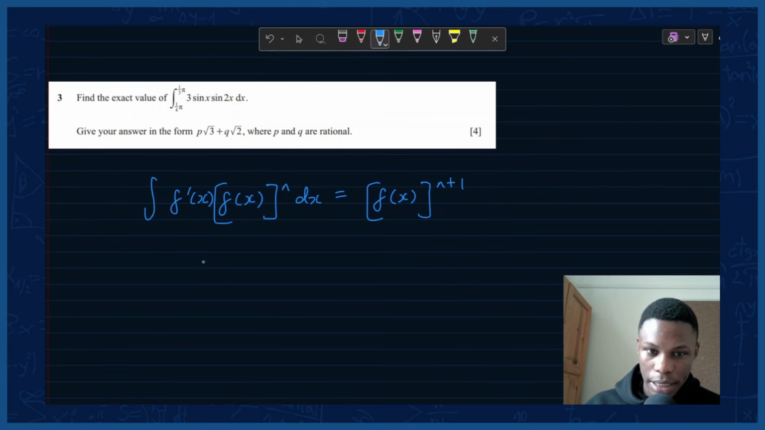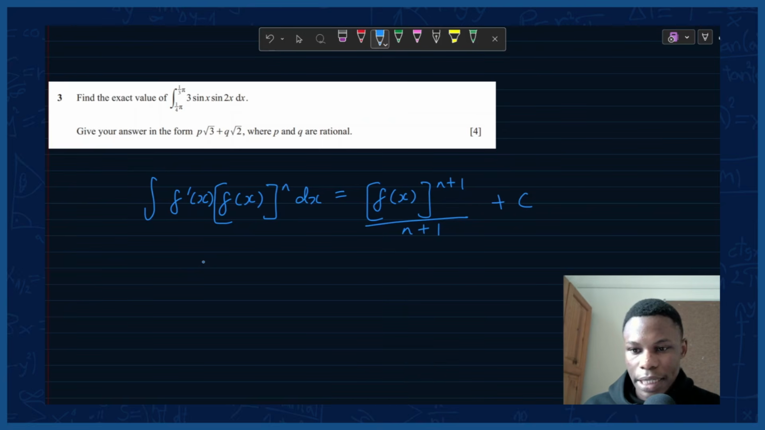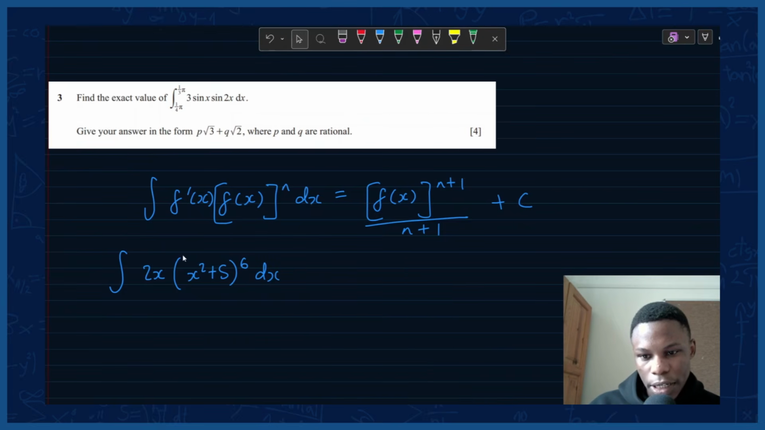You add 1 to whatever n is, and you divide by the new power, plus c, of course. So for example, if I gave you the integral of 2x times x squared plus 5 to the power of 6 with respect to x, I hope you can see that if I differentiate the function in the bracket, x squared plus 5, I get 2x, which is what we have here. So I have f prime of x, and then I have f of x raised to the power of n. Our n is 6.